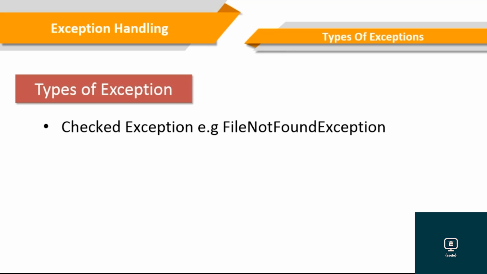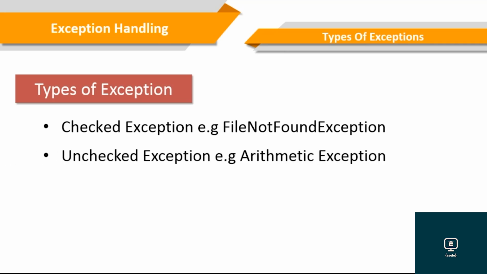For example, the FileNotFoundException. That is a checked exception, and it occurs when a file with the specified path name does not exist, or if the file does exist but for some reason is not accessible. The second one is unchecked exceptions. Now, they are not checked at compile time, but they are checked at runtime. So these are also called runtime exceptions.